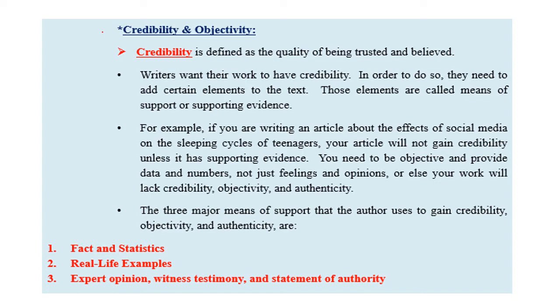Credibility and objectivity. Okay, when you hear the word credibility, if we say that this person is credible, it means that he or she is trustworthy, you can trust them, and they are also believable. So credibility is defined as the quality of being trusted and believed. Now, writers want their work to have credibility. In order to do so, they need to add certain elements to the text. Those elements are called means of support, or if you want, supporting evidence.